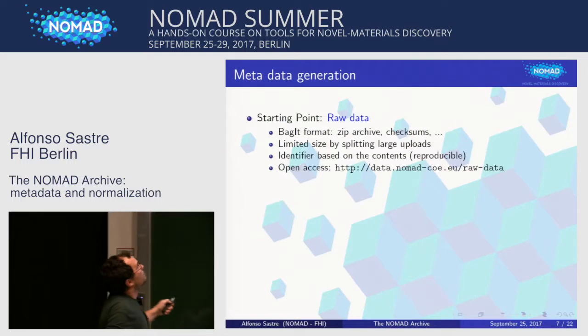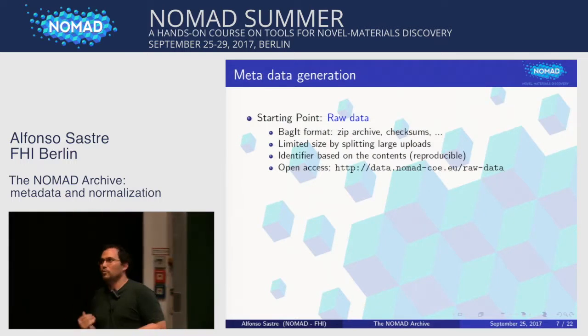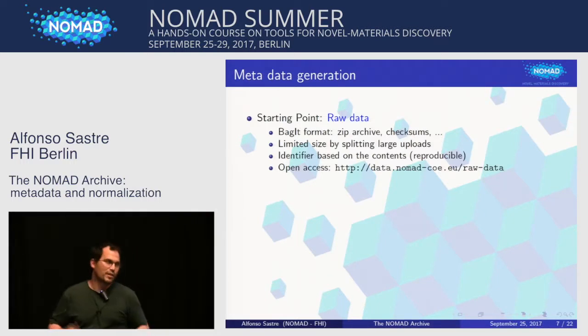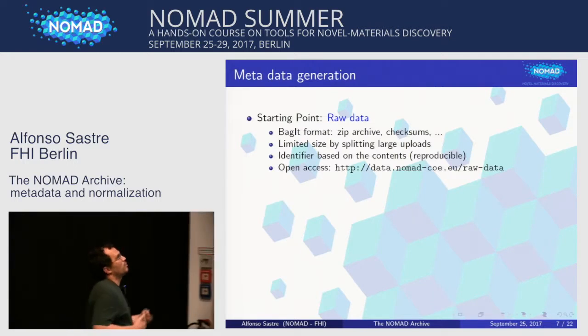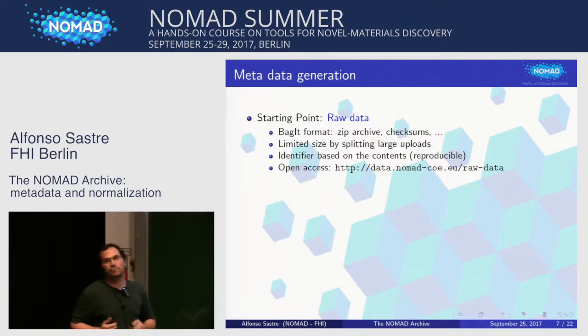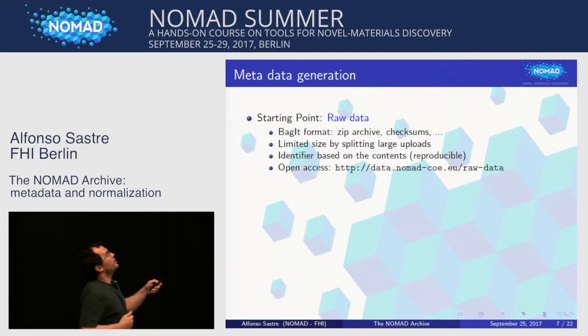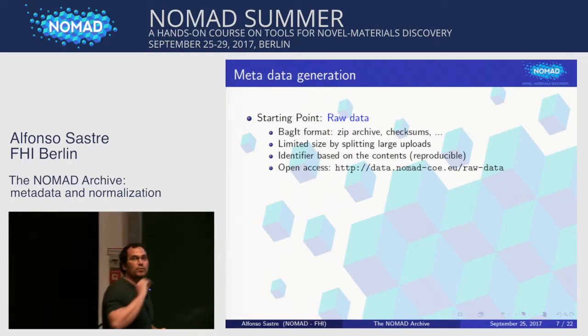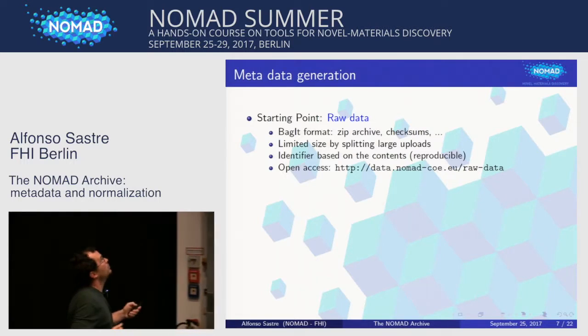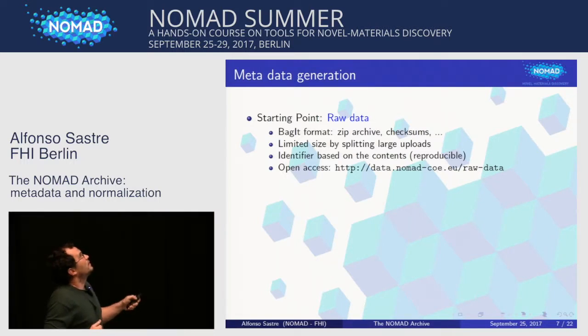Also, you say, okay, I'm going to upload all my data, and this is 3 terabytes, and someone wants to download all your data. This is quite bad if you have a normal internet connection. So we typically split into smaller folders, so you can just download a single part or everything as you want in this raw data.